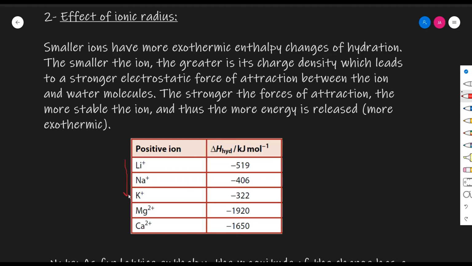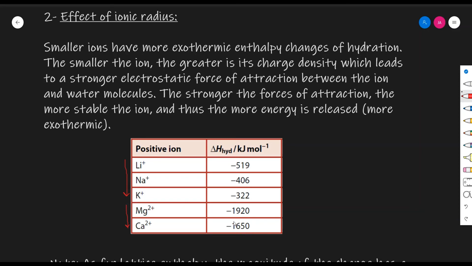As we move down group 1, lithium, sodium, potassium, they all have the same charge. But the ionic radius increases, and thus charge density decreases. This decreases the electrostatic force of attraction between the ions and the water molecules, forming a less exothermic enthalpy change of hydration. And this applies to group 2 as well. Calcium has a greater ionic radius than magnesium, because this is moving down the group as well, and thus the enthalpy change of hydration is less exothermic for the same reasons.